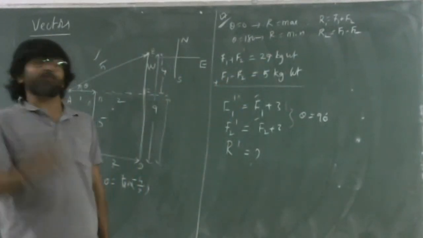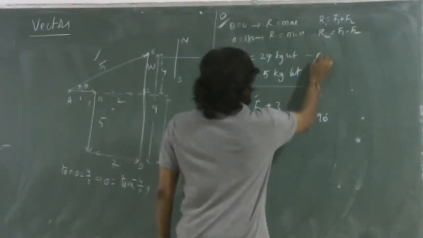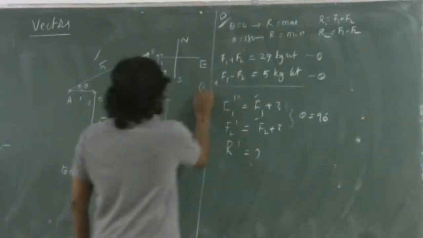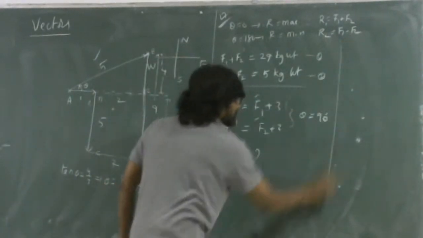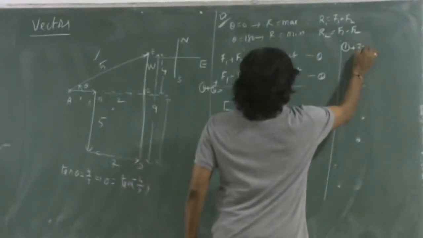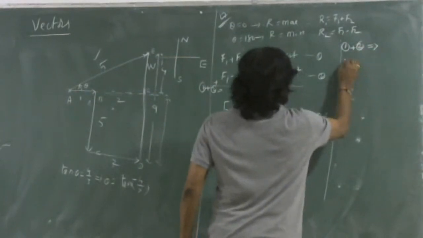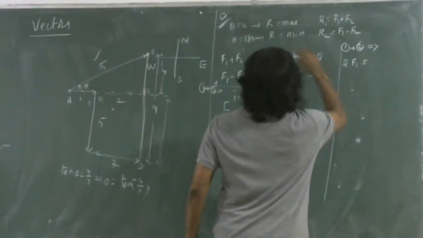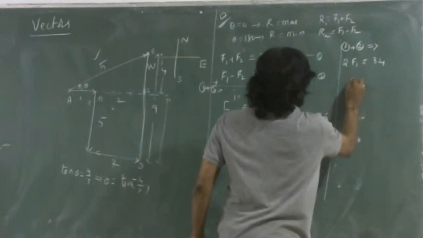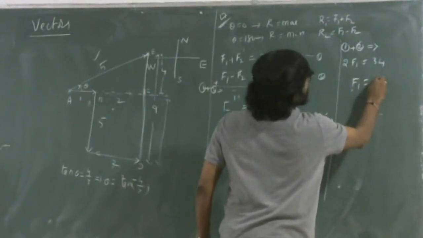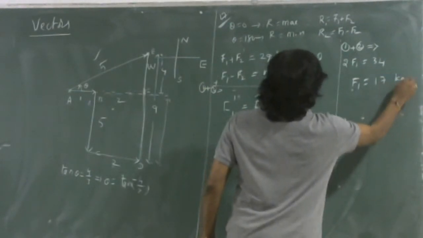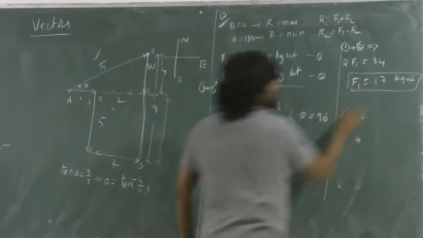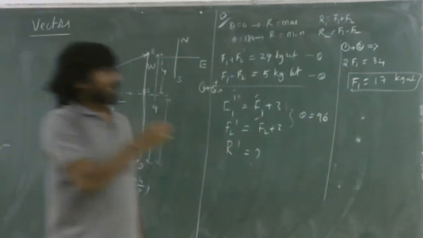F1 is equal to how much? 34. So if this is 1 and this is 2, adding 1 plus 2 implies 2F1 is equal to 34, and hence F1 is equal to 17 kg weight. Is this clear? How to get F1? Similarly, how to get F2?